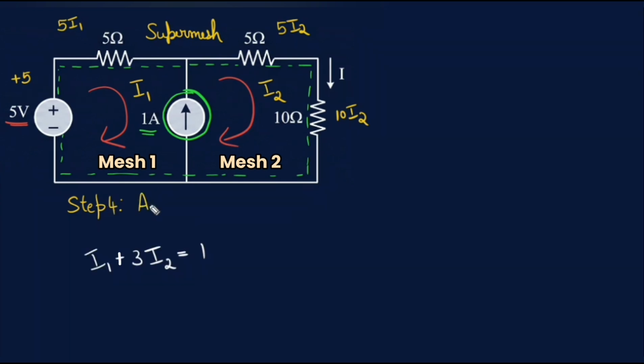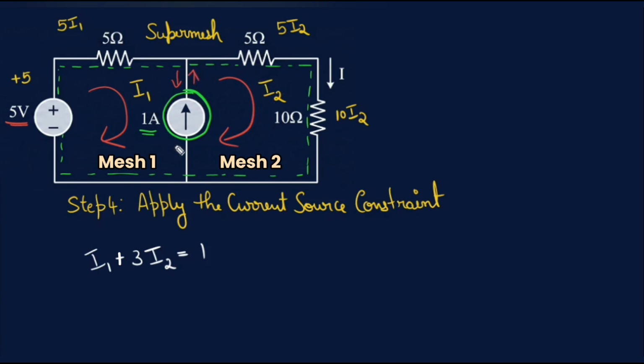Now, step 4, apply the current source constraint. Now we need a second equation, and this comes from the 1 ampere current source. Since both mesh currents are clockwise, I1 flows downwards through the common branch, and I2 flows upward through the common branch. The current source is 1 ampere and is in the upward direction. Therefore, I2 minus I1 equals 1. This is our second equation.